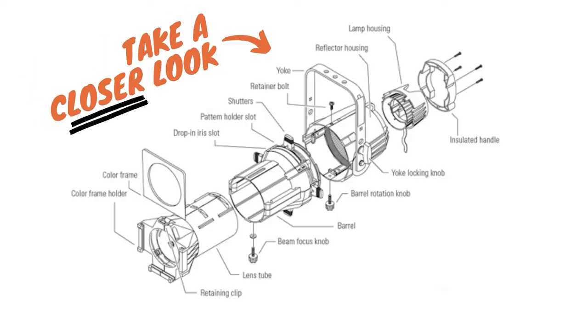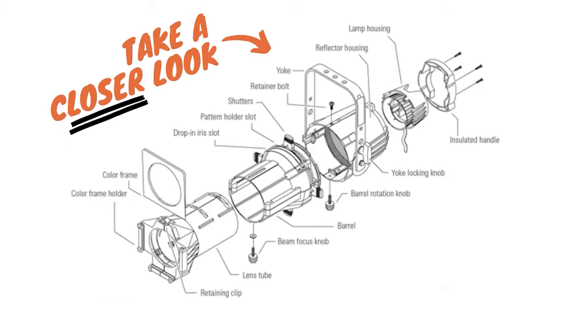Eddy's already shown us a whole bunch of parts, so I wanted to give you a chance to take a closer look with what's called an exploded view. He's shown us the lamp housing, where the reflector is, where the lens is. He pointed out the barrel and the shutters. See if you can add this diagram to your notes. Pause the video. Your drawing doesn't have to be perfect.